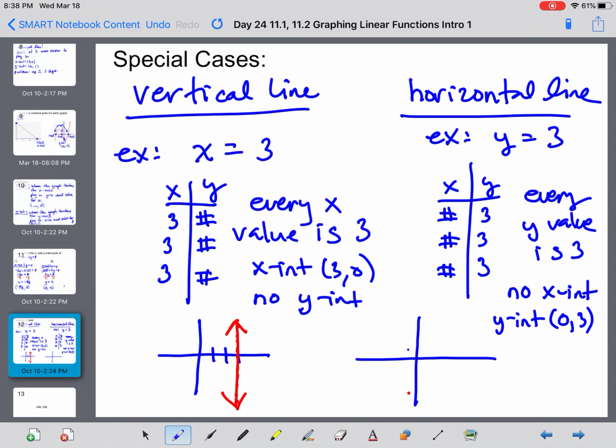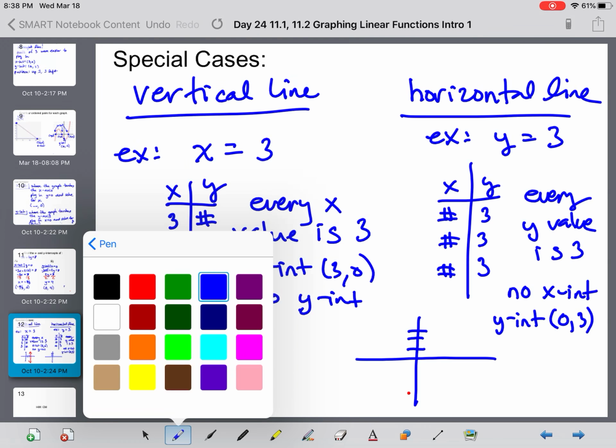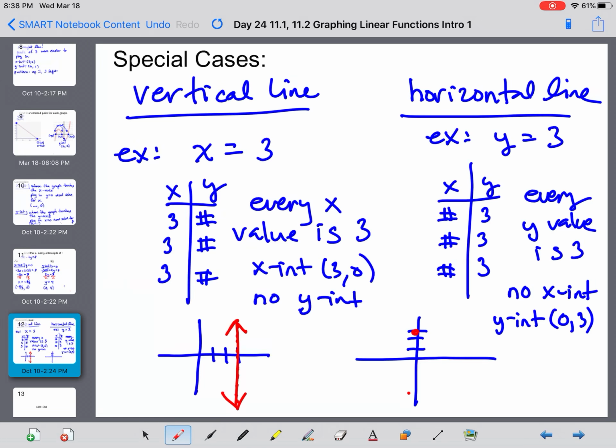So if we were to take a look at this picture, I'm going to go up to 3 on my y-axis, because all my y values are 3, and I'm going to put a point here. And I'm going to keep graphing all of these points that give me a y value of 3. And notice it doesn't matter what the x value is, it just is going to be represented by every single possible x value. So this gives me a horizontal line.